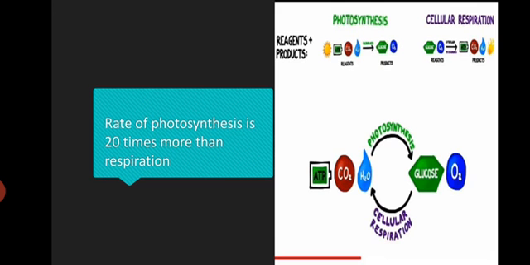If we talk about the rate of photosynthesis and respiration, they occur at different levels. The rate of photosynthesis is 20 times more than that of respiration. That means the process of photosynthesis is quite quick as compared to the process of respiration. So here you can also see the equations for photosynthesis and cellular respiration. These are totally reverse processes, as you can see in the equations.